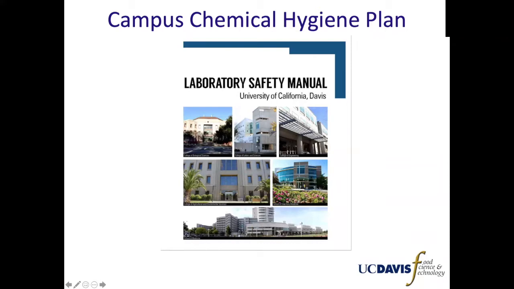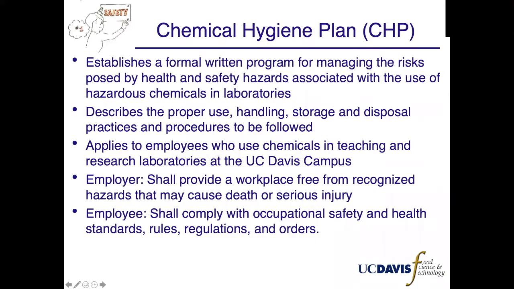One of the elements of the IIPP is the Chemical Hygiene Plan. This can be found in the UC Davis Laboratory Safety Manual. The Chemical Hygiene Plan establishes a formal written program for managing the risk posed by health and safety hazards associated with the use of hazardous chemicals in laboratories. It describes the proper use, handling, storage, and disposal practices and procedures to be followed. This plan applies to employees who use chemicals in teaching and research laboratories at the UC Davis campus.